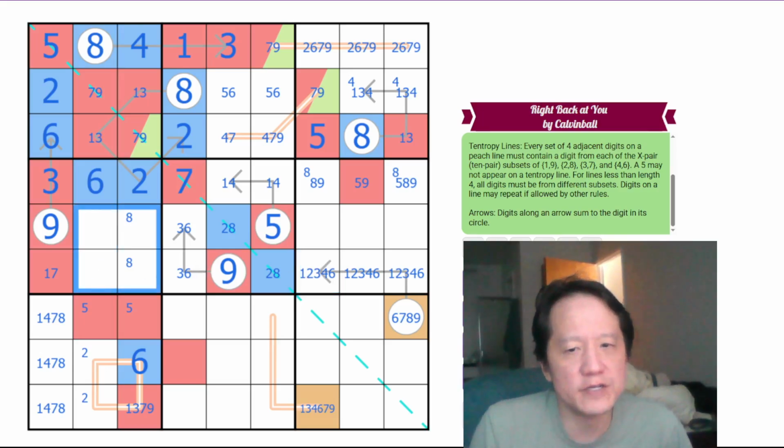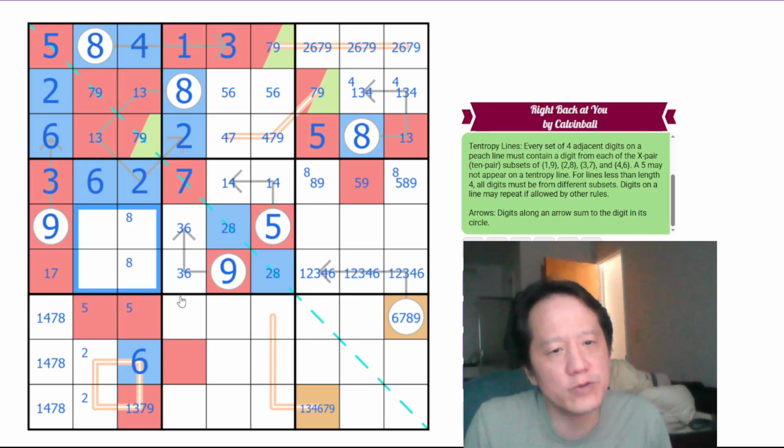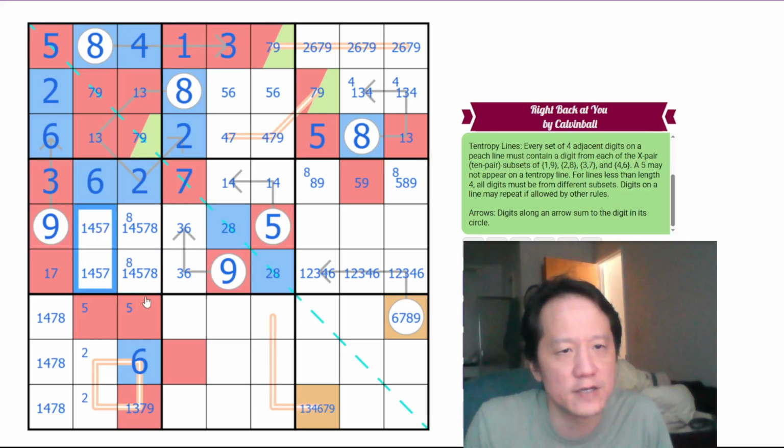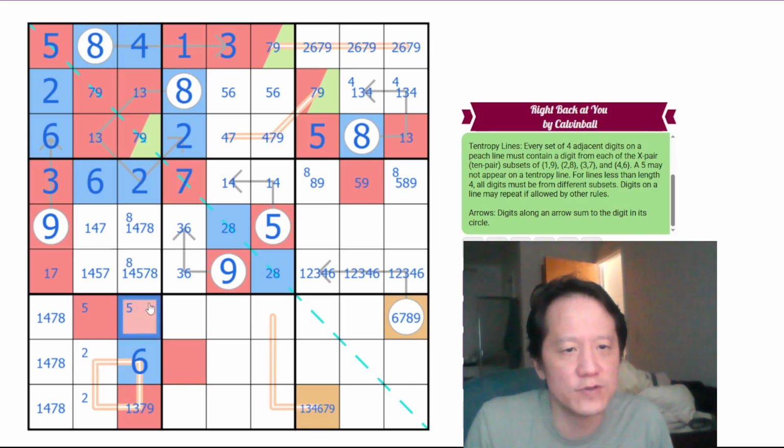That means the remaining digits here are, we have 1, 4, 5, 7, 8. And 8 cannot be here. 5 cannot be either of these cells.